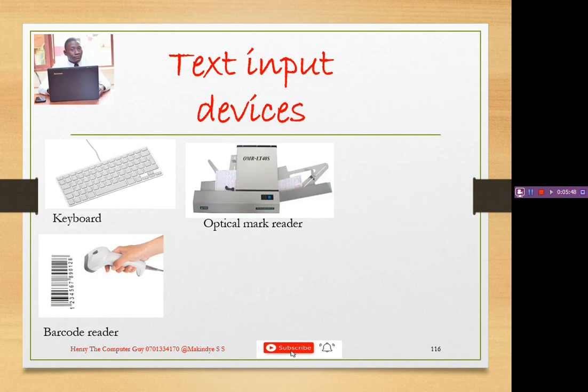Then we have what we call the optical mark reader or recognition reader. This one specifically reads marks made by pencils or printed form into a computer. They are also suitable for reading checkboxes and multiple choice exam papers. For example, they can help a teacher to reduce the time he or she would have used when marking many answer scripts. He or she makes a master document, puts in the marks, then uses this device.